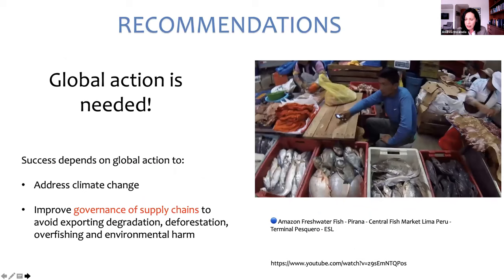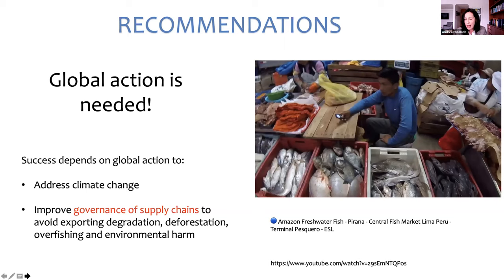So my final recommendation, and this is coming from the report, is that global action is needed. The success of the sustainability of the Amazon depends on all of us, not just the people that live here, but people that live in all the world, because this is a global problem. So we need to address climate change, and we need to improve our governance in many things. But for example, in supply chains, to avoid exporting degradation, deforestation, overfishing, and environmental harm to other places.